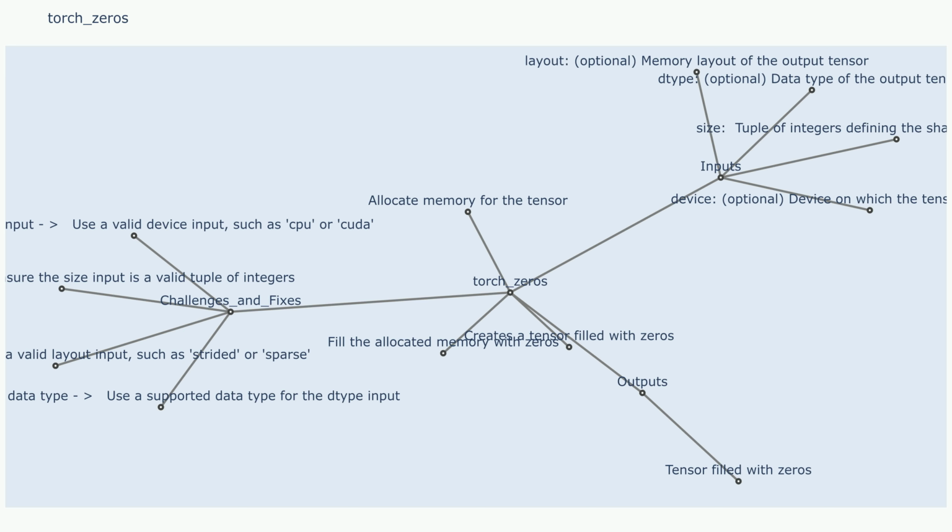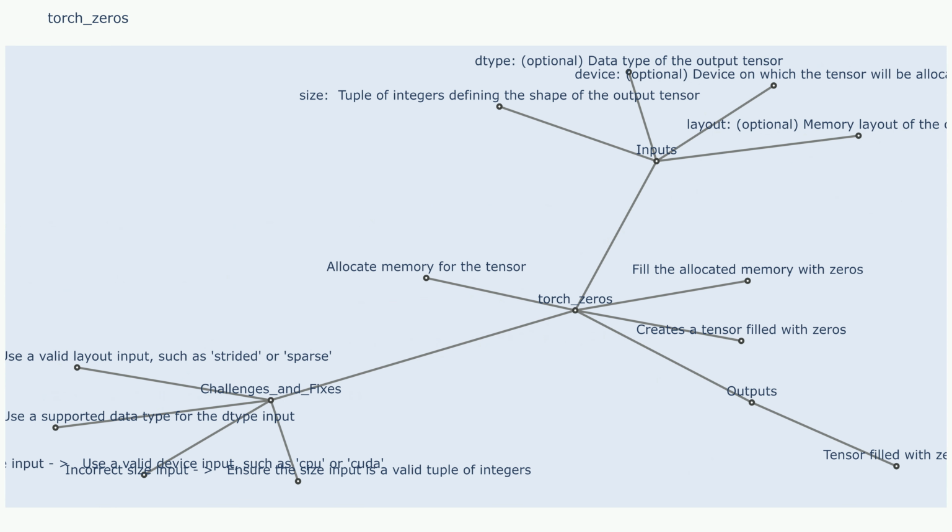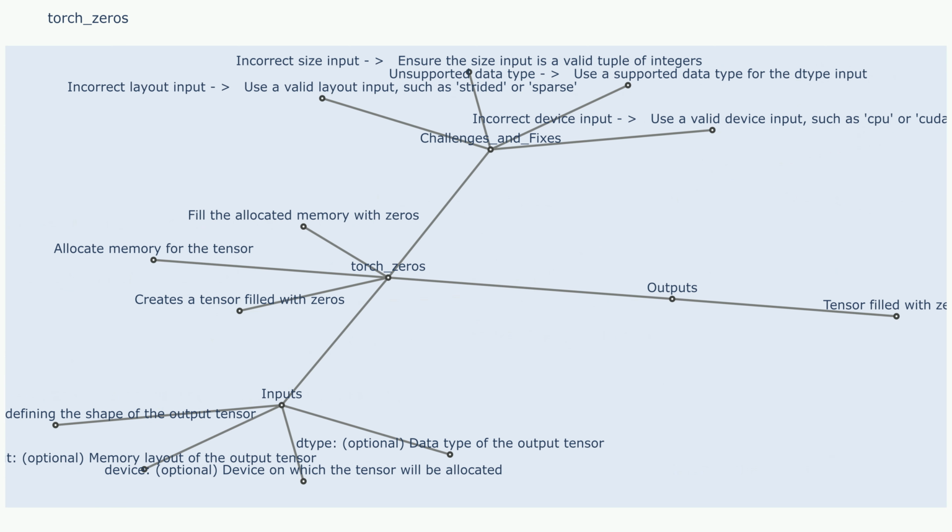torch.zeros. Description: the torch.zeros function in PyTorch is used to create a tensor filled with zeros. It allows you to specify the desired shape and data type of the tensor. Inputs. Size: this is a tuple that defines the shape of the tensor you want to create. For example, (2, 3) would create a 2 by 3 tensor.